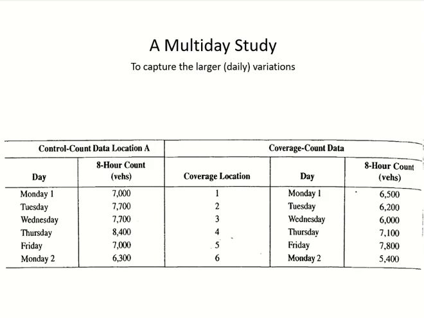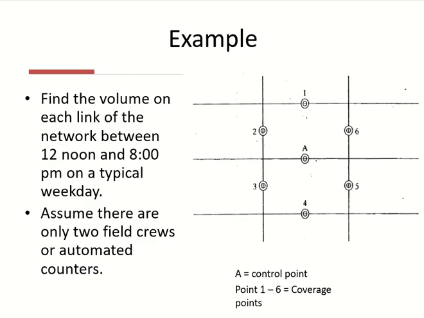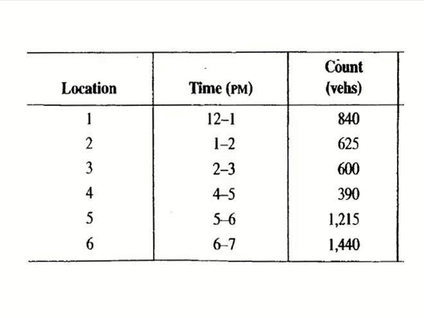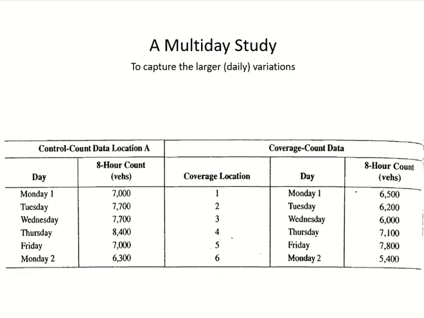It's the same network. Same network. Okay. 7 locations. One of them is control. The other 6 are coverage. But now we are changing the study period. In the previous example, the study period was 8 hours of 1 day. Now the study period is multiple days.